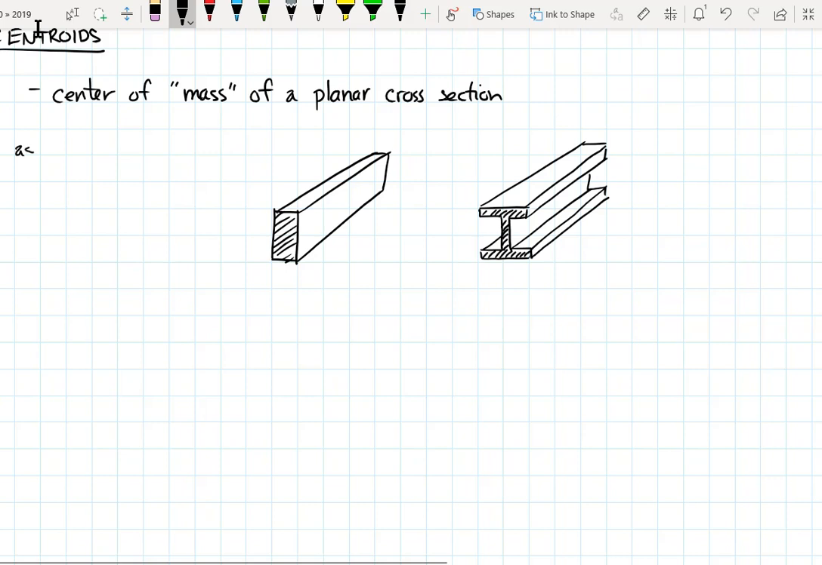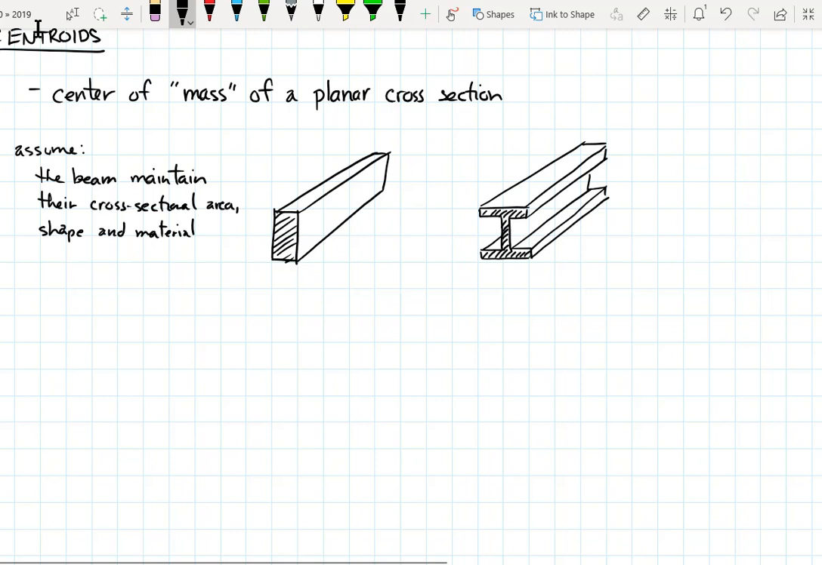So we're going to assume that the beams that we're dealing with maintain their cross-sectional area, and not just the area, but the shape also. So a rectangle stays a rectangle and it stays the same size. And material properties, so we don't go from steel to aluminum from one end of the beam all the way to the other.